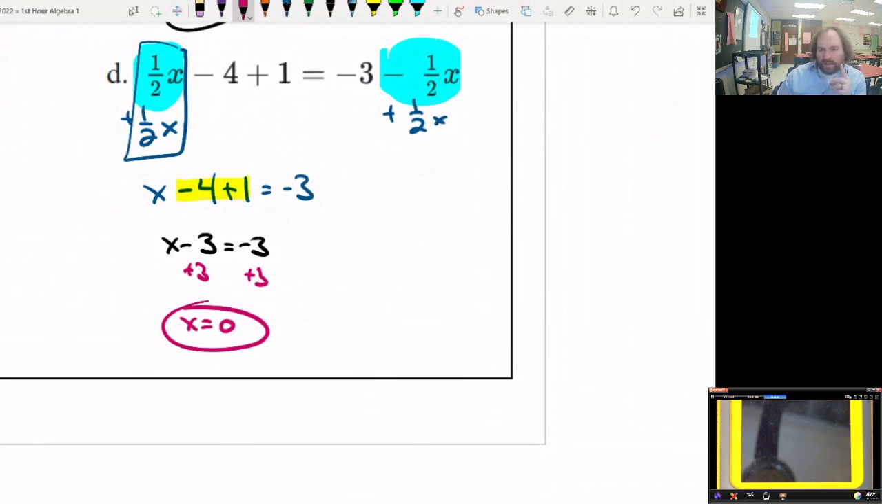That's it. We have a checkpoint quiz coming up on how to solve problems like this, dealing with fractions with a different strategy, but that's for another day.